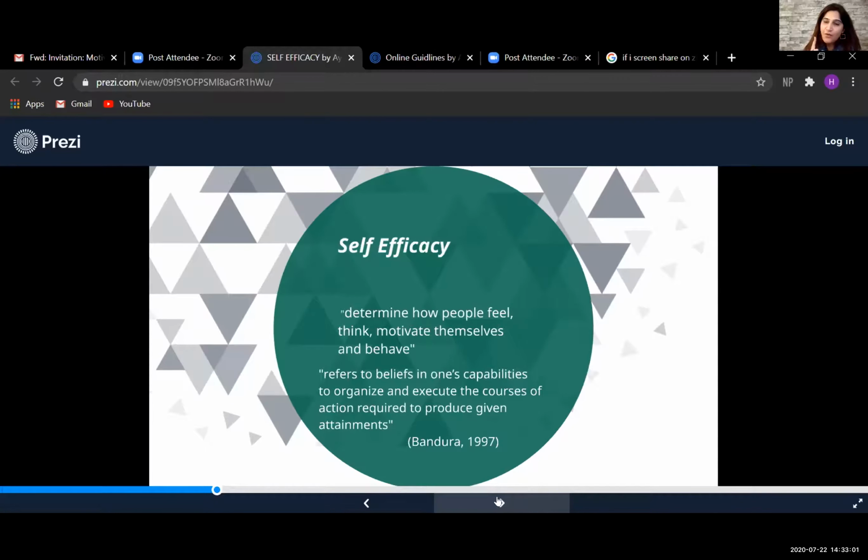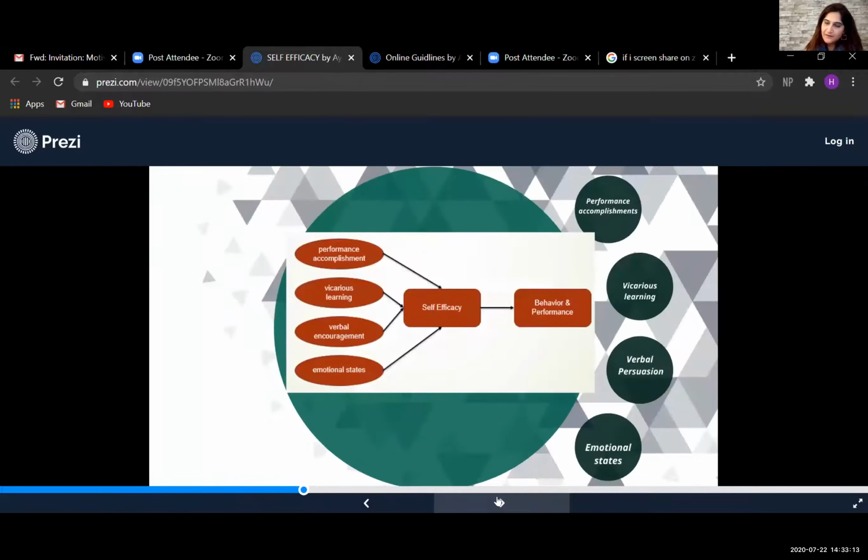Again, not just one attainment. So there could be different directions. What does it mean? Let's look at that in other different slides. Self-efficacy models had 4 elements. First one is performance accomplishments, vicarious learning, and then verbal encouragement, and then the last one is emotional states. Let's look at each one separately.